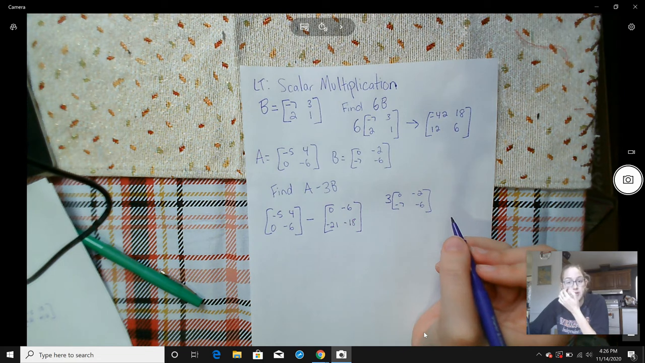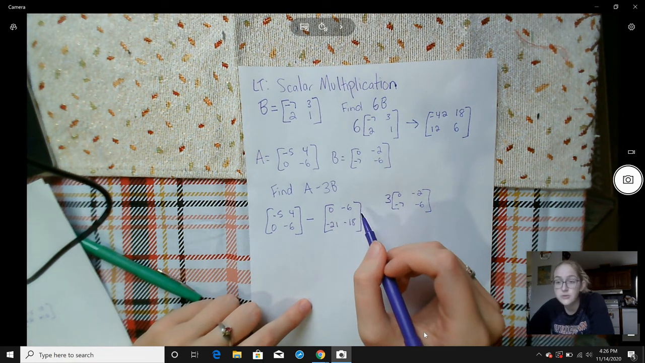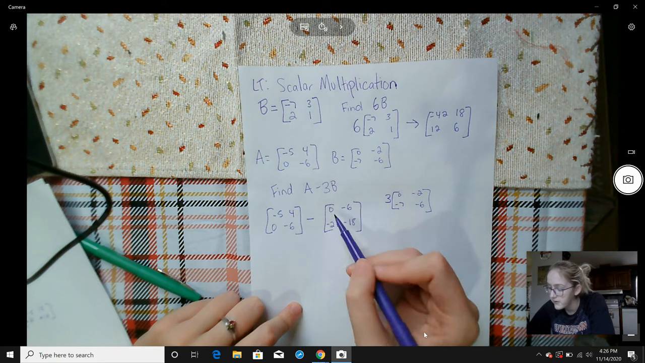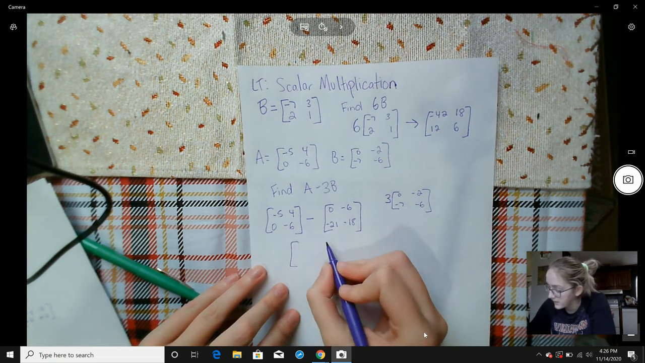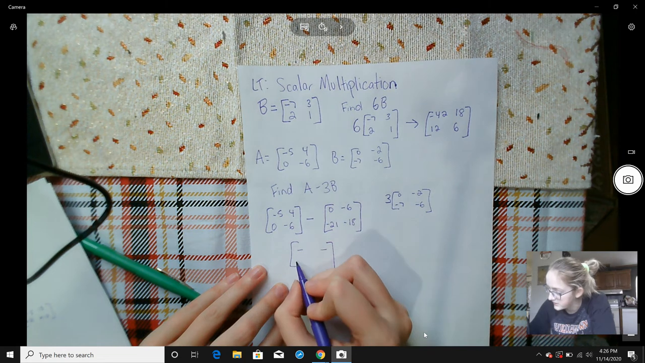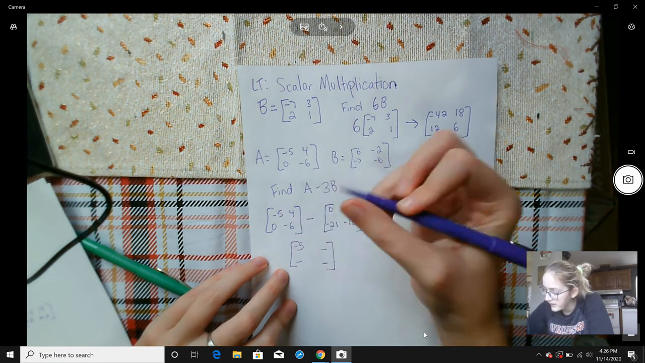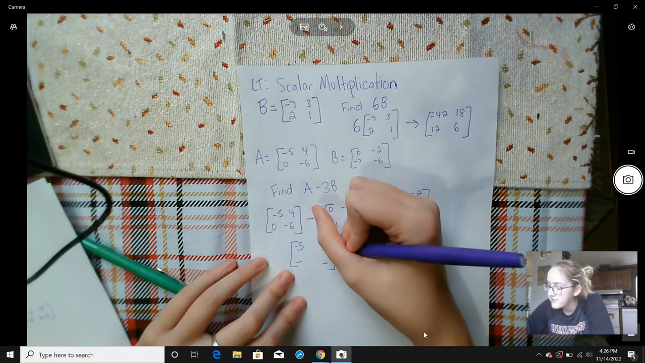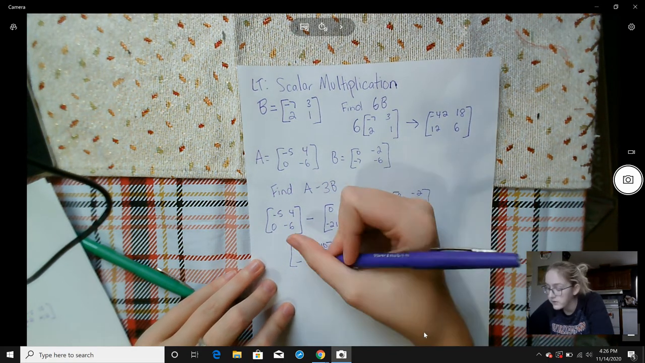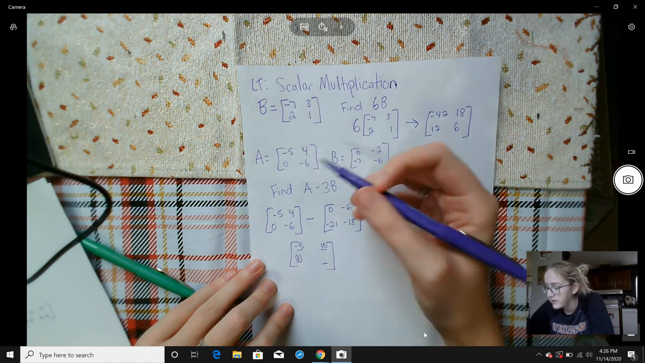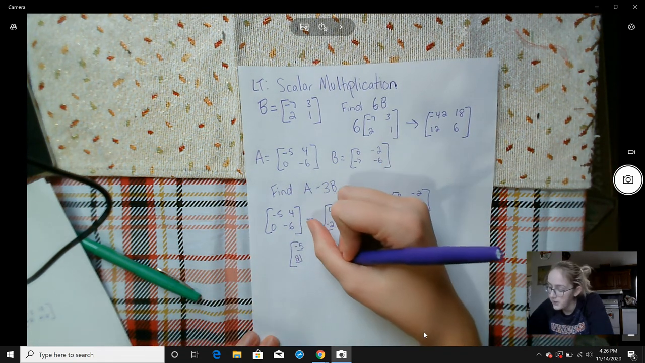So now I'm ready to do my A minus 3B. Again, checking to see if those dimensions are the same. I have a 2 by 2 and a 2 by 2, so I am good to go there. I'm going to get a result matrix of a 2 by 2. So -5 minus 0 is going to give me -5. 4 minus -6 is going to give me 10. 0 minus -21 is going to give me a +21. And -6 minus -18 is going to give me a +12.